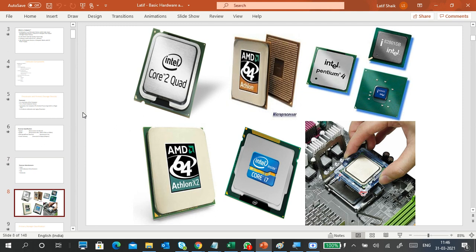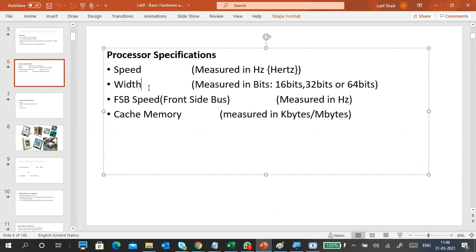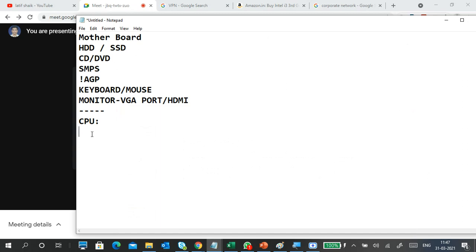These are different CPUs, how they look and how they go onto a motherboard. In a CPU, we have to check a few things: speed, bandwidth, instruction bit width, front side bus and cache memory. We compulsorily have to check the speed of the CPU, how many gigahertz it has, and how to check how much speed there is.